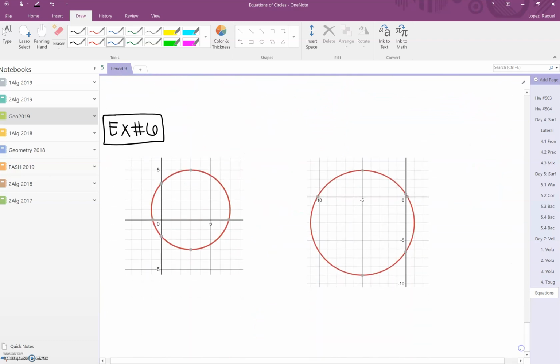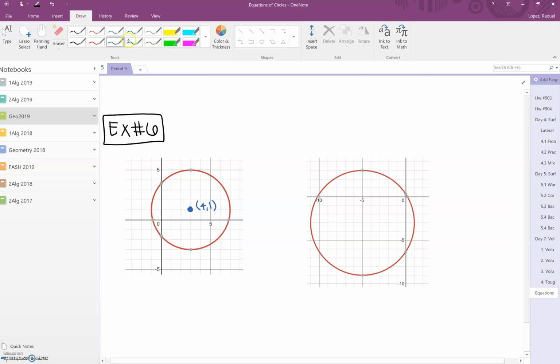All right, guys, and then for our last example of today, if we give you a coordinate grid with a circle drawn on, we also want you to be able to tell us what the center and the radius is of these circles and write the equation. So it looks like the center of the circle is at about here. And that's at 1, 2, 3, that's at 4, 1.